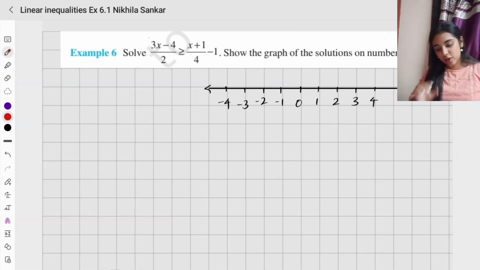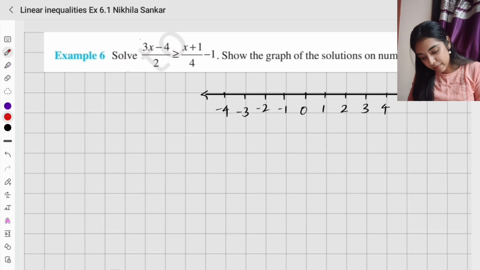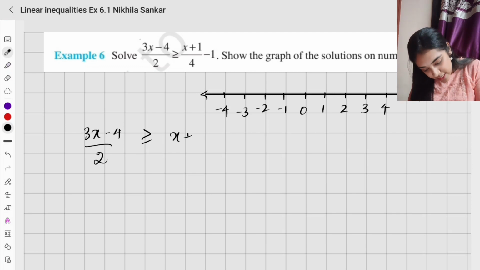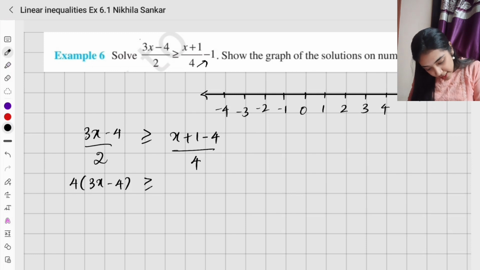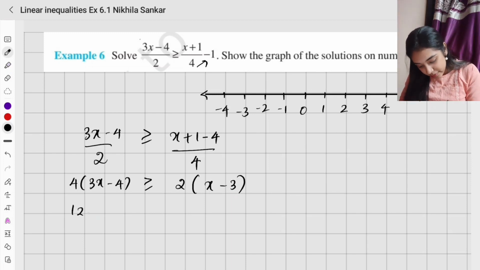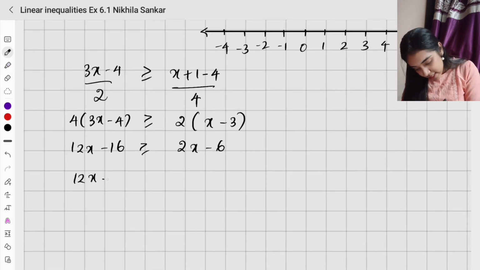Example 6. Again I'm going to solve the inequality. What do we have now? I have 3x minus 4 divided by 2 greater than or equal to, I'm going to take the LCM, so I have x plus 1 minus 4 divided by 4. Now I'm going to cross multiply. So 4 times 3x minus 4 greater than or equal to 2 times x minus 3, since 1 plus 1 minus 4 gives me minus 3. Opening that bracket I have 12x minus 16 greater than or equal to 2x minus 6, so 12x minus 2x greater than or equal to minus 6 plus 16.